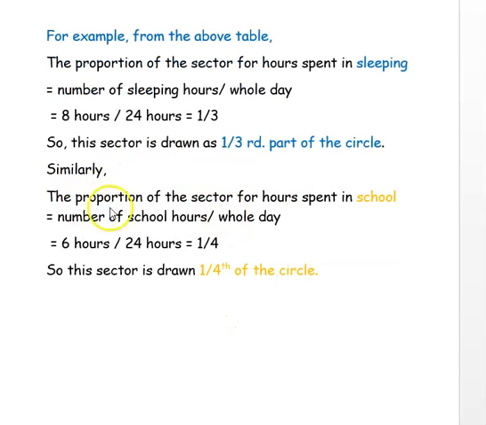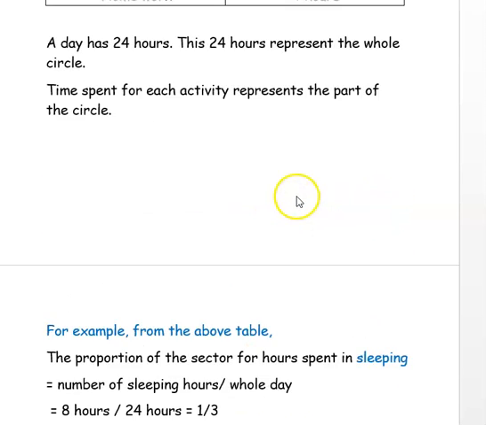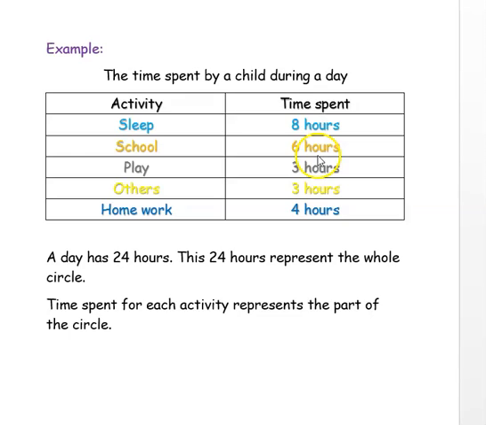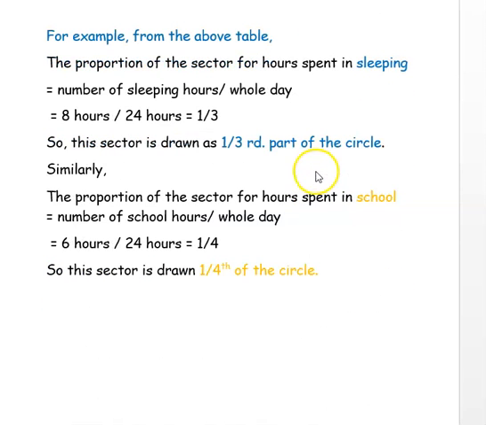Then similarly, the proportion of the sector for hours spent in school. In our table, hours spent in school is given as 6 hours. So the number of hours spent in school divided by the whole day. Out of the whole day, he is spending 6 hours in school. So 6 hours out of 24 hours, 6 divided by 24, that's 1 by 4. So this sector drawn as 1/4 of the circle represents the time spent in school.